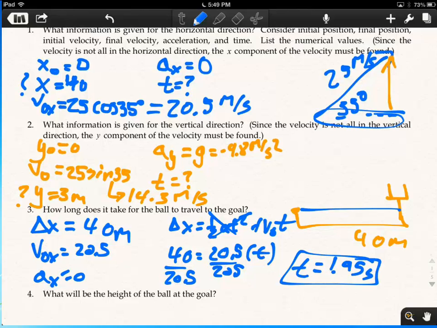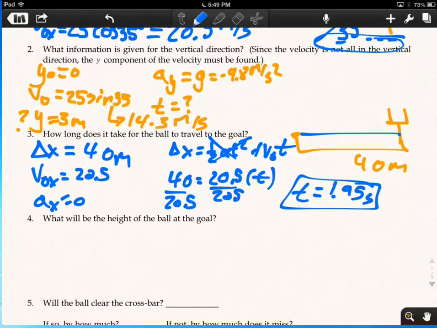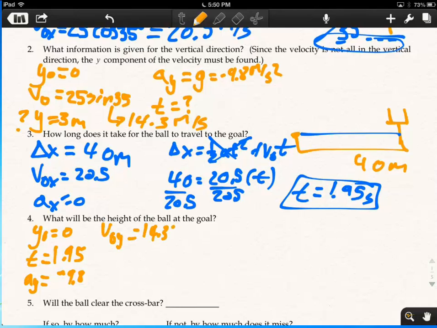Okay, so does it clear the goal? Well, let's figure out how high it is. So now we're switching back into the y direction. My initial position is 0. It takes 1.95 seconds to get there, so I want to know where the ball is 1.95 seconds later. Acceleration in y is negative 9.8, and initial velocity in y was 14.3 meters per second.